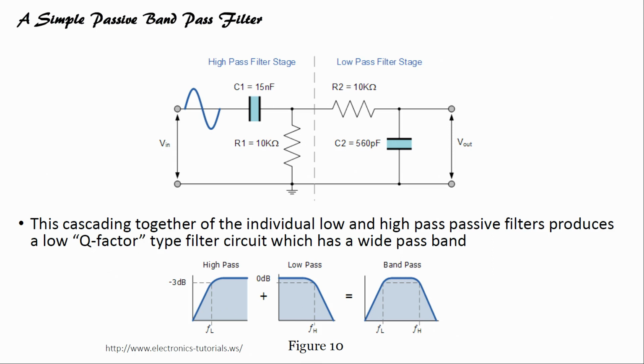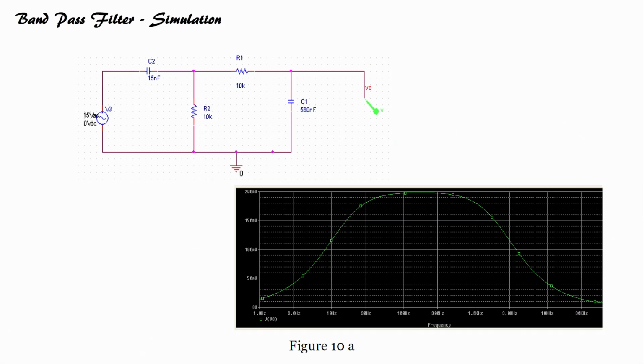Now, if you want to design a circuit which is a band pass filter and that too is passive, then you can use a combination of high pass filter and low pass filter. You see the signal from the high pass filter and the signal from the low pass filter. If you combine both, you will get a band pass filter. Cascading the individual low pass and high pass filters produces a low Q factor type filter which has a wide pass band. This is just a simulation. If you want to work on the simulation, you can use Simulink, right.